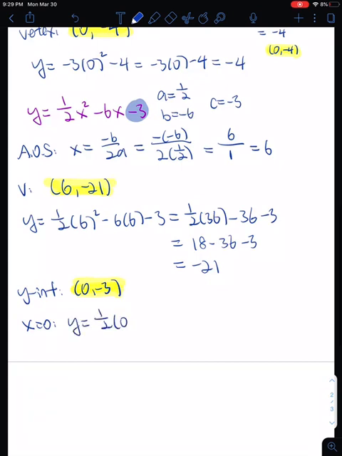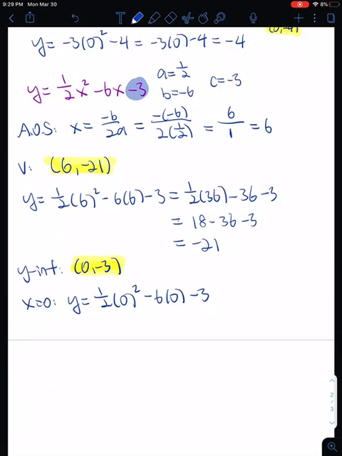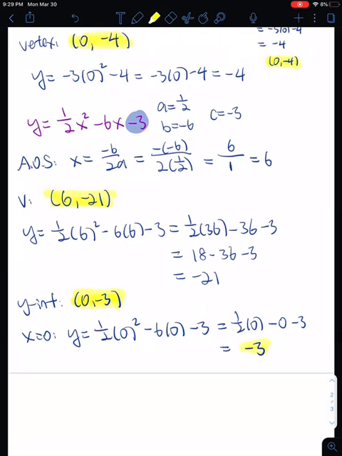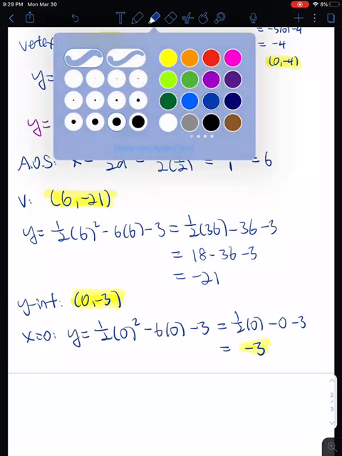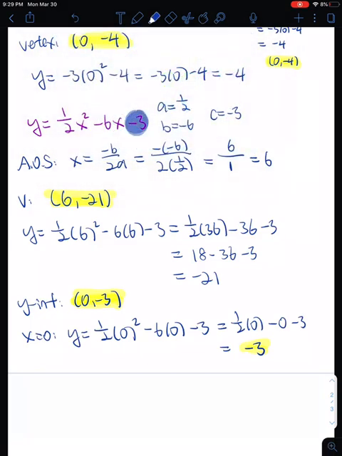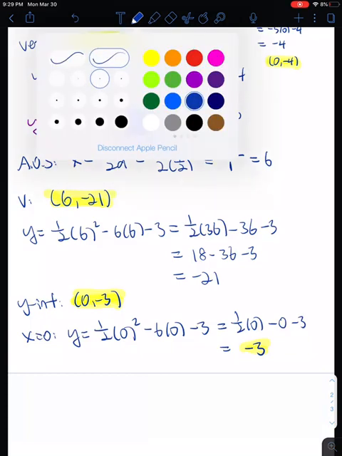So if I do x equals 0, I get y equals 1/2 times 0 squared, minus 6 times 0, minus 3, plugging in 0 for x. And then we see that we're going to have 1/2 times 0 minus 3, which will just give us negative 3. So our shortcut does work, right? So again, the nice thing about standard form is that we're going to end up getting the y-intercept straight from the equation after we plug in 0 for x.